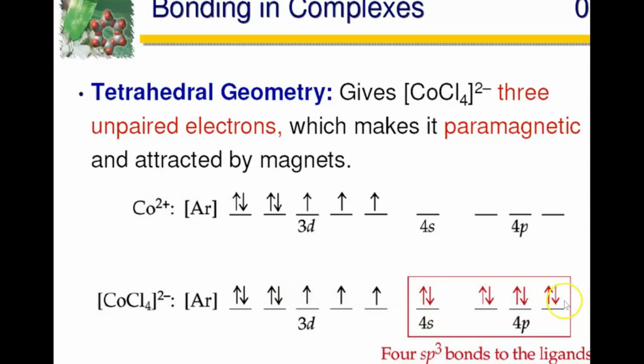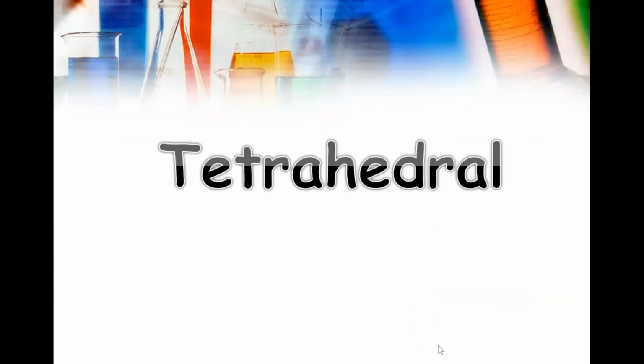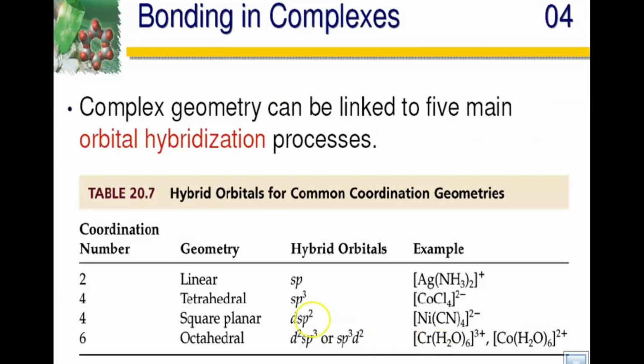For these 4 bonds, we determine the hybridization for this cobalt complex as s, p1, p2, and p3. So s1, p3, the hybridization is sp3. If we refer to the table before, a hybrid orbital of sp3 gives a tetrahedral geometry.